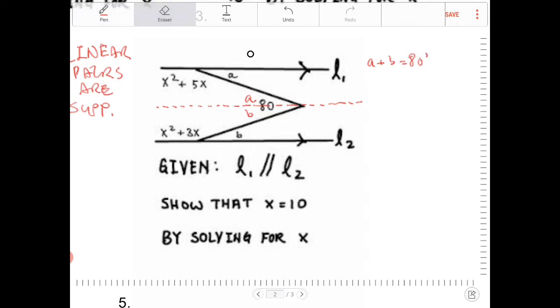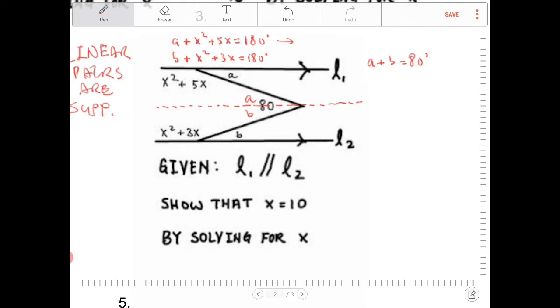Okay? And since A plus B is equal to 80 degrees, I know that A plus x squared plus 5x is equal to 180 degrees because consecutive interior angles are supplementary. I also know that B plus x squared plus 3x will also equal 180 degrees, for the same reason, that these are consecutive interior angles.